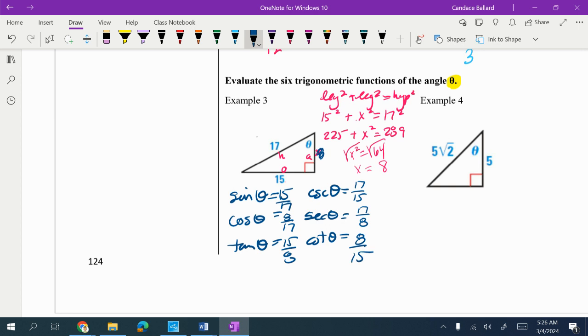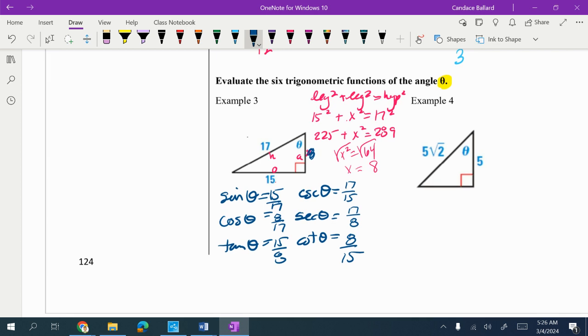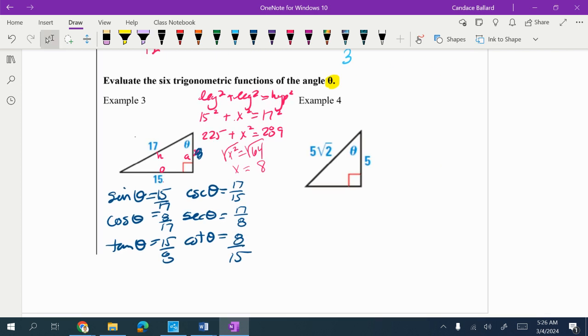Now, example 4 isn't quite as pretty as example 3. We're going to use our Pythagorean theorem again. So again, I'm going to do my leg squared plus leg squared equals hypotenuse squared. I know that across from the theta is the opposite. This is the adjacent, and that's the hypotenuse.